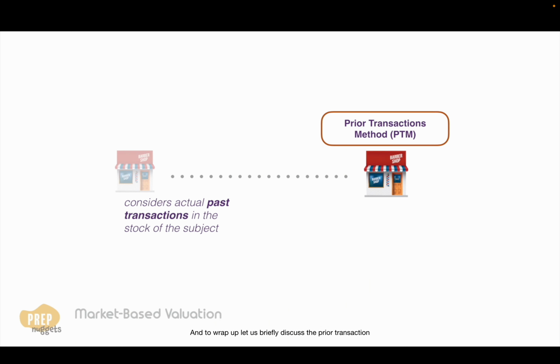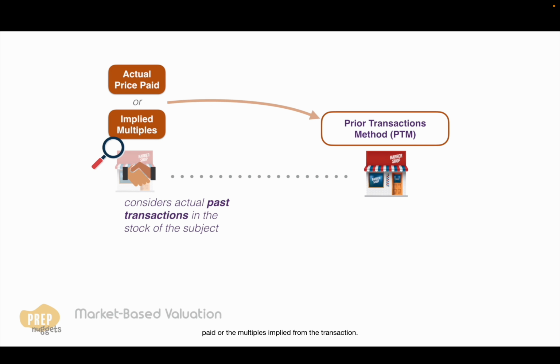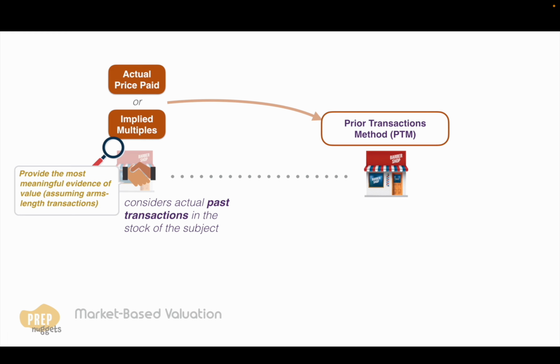And to wrap up, let us briefly discuss the prior transaction method, which considers actual transactions in the stock of the subject company. Valuation can be based on either the actual price paid or the multiples implied from the transaction. The obvious limitation of this method is that there could be little or no past transactions in the private company's stock. However, if such transactions are available and are made at arm's length, meaning that neither buyer nor seller were compelled, the PTM method would be expected to provide the most meaningful evidence of value.